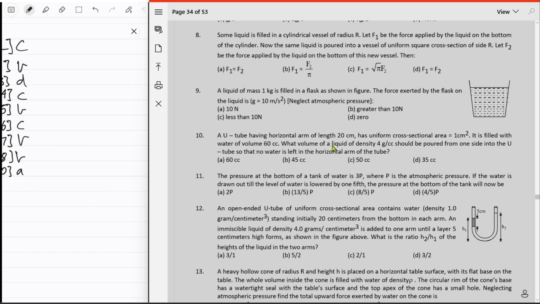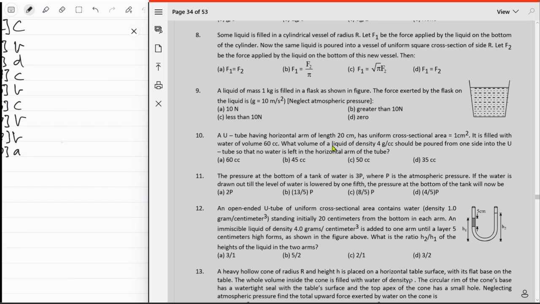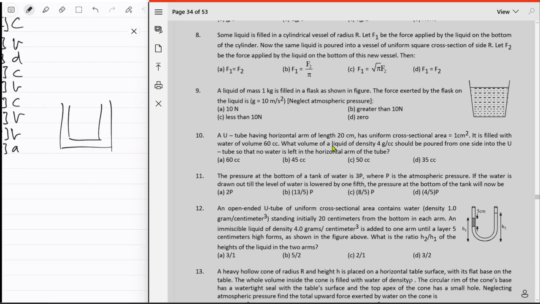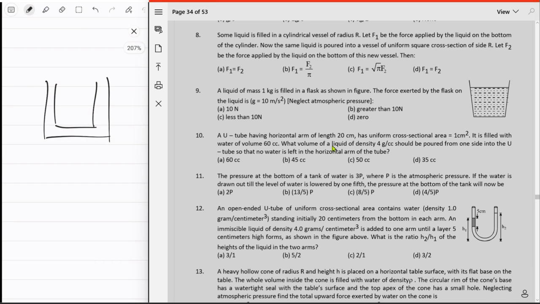So the horizontal arm is given. I don't get how you call that a U-tube. Okay, it is a U-tube, but not the way I thought it would be. So initially it contained water of volume 60 cc. Now when you put this fluid, you just have this 60 cc volume here, and assume it's an immiscible liquid. Then you have to fill it with that liquid.